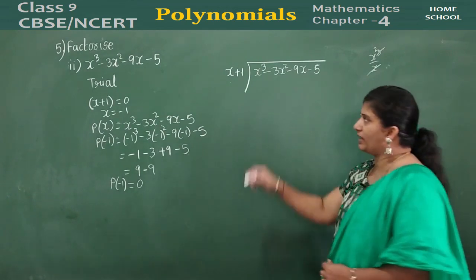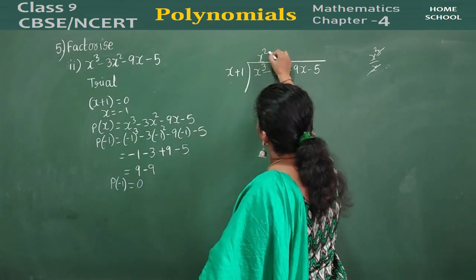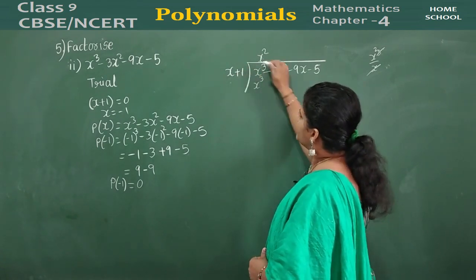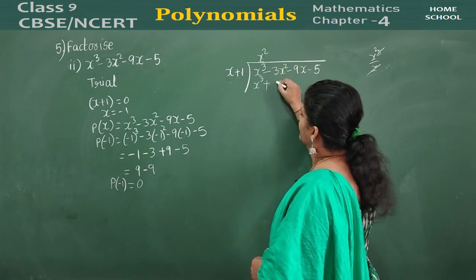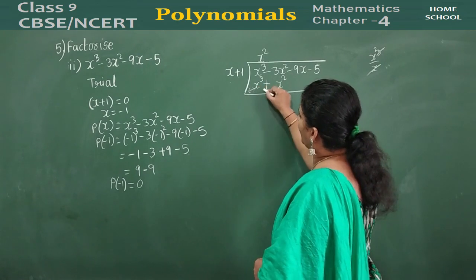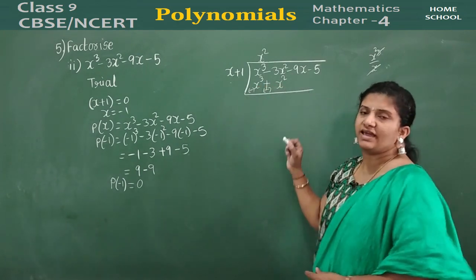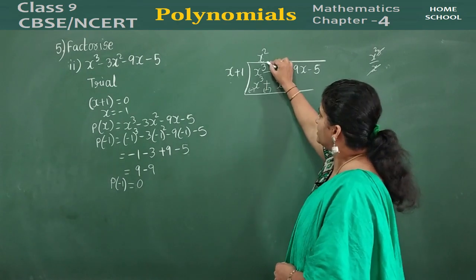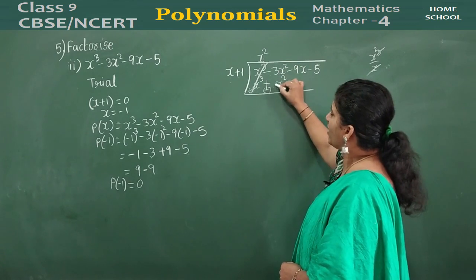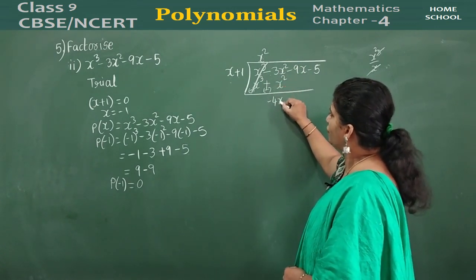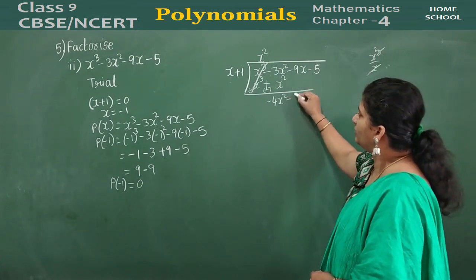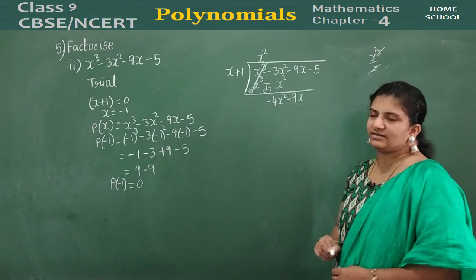That means x square. Write here x square and then multiply x square into x plus 1: plus into plus, plus 1 into x square. Okay. So now subtract. Subtract means signs will be changed. x cube minus x cube is 0. And this is minus 3 minus 1 will be minus 4x square. Minus 4x square, drag one term down, minus 9x.